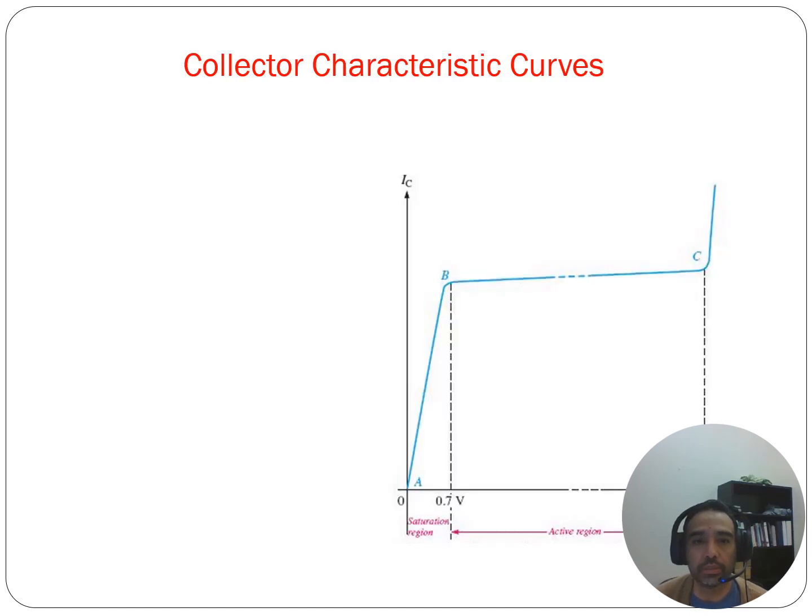All right, so let's talk about the basic collector characteristic curve. What is it? Collector characteristic curves show how the current through the collector, I sub C, changes with the collector-emitter voltage, V sub CE.